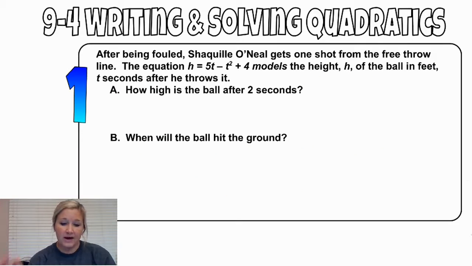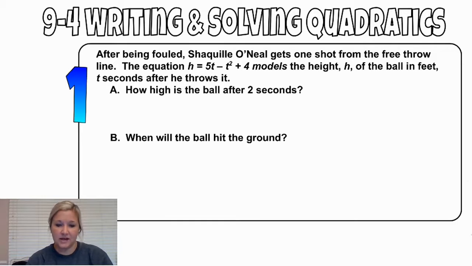All right, so even though the NBA gets postponed, we still have it here in our problem. After being fouled, Shaquille O'Neal gets one shot from the free throw line. And this is the equation which follows the height of the ball, which is h, and after so many seconds, which is t. So they want to know how high is the ball after 2 seconds. So you want to make sure you know where you're plugging in to. Is it h or is it t?